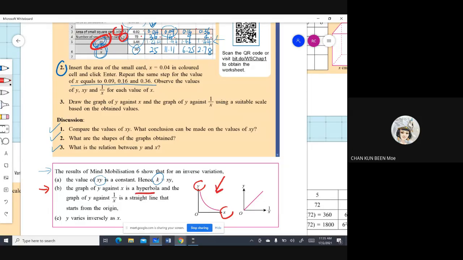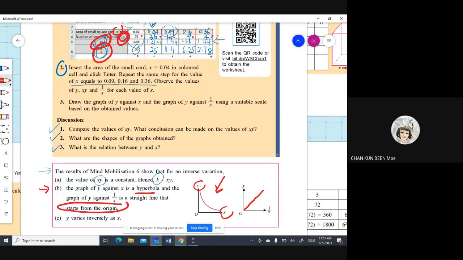When you compare y against 1 over x, you can see the values 72, 36, and so on, and 1 over x is decreasing. Therefore, after you plot everything, you will have a straight line that starts from the origin. It's very important that it starts from the origin.